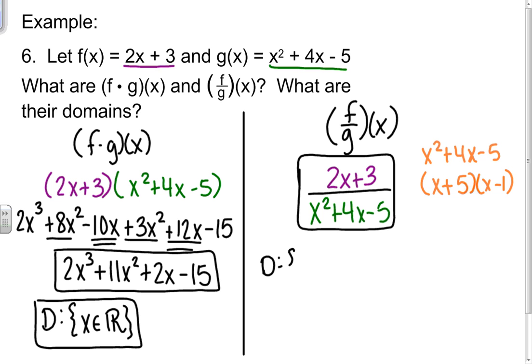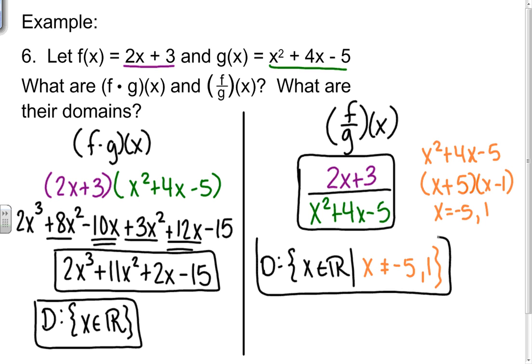However, for the domain, I do have restrictions because I have a denominator. If you take a look at the factor form, x would equal here a negative 5 and a positive 1. Because those two answers are what gives me 0, those are the two values that I can't have in my domain. I can't have my domain be -5 or 1 because they would both make my denominator 0.